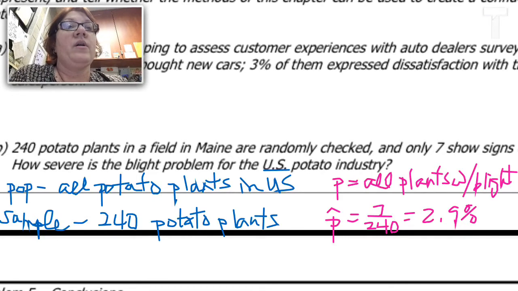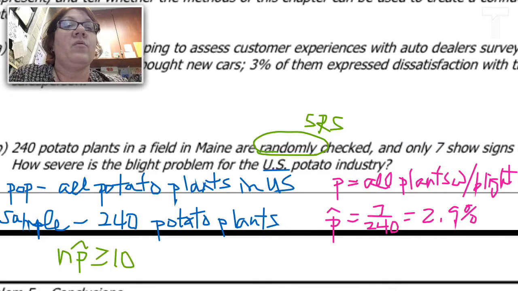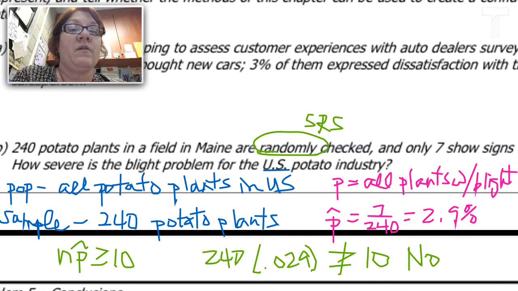And then as to whether or not I am okay with moving ahead and I've checked all the conditions, well, they did talk about random sample. They'll usually say randomly. And for normality test, again, I have to do n times p hat, because it's the only thing I have, greater than or equal to 10. And when I check 240 times 0.029, again, definitely not greater than or equal to 10. So no, I could not proceed with my confidence interval calculations.